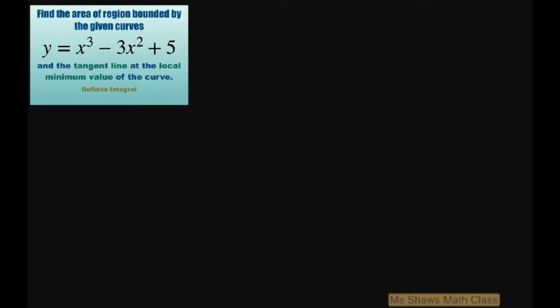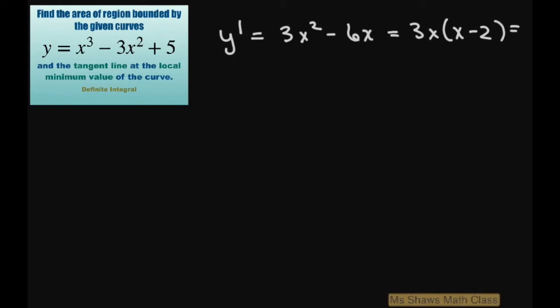For y prime, that's going to give us 3x squared minus 6x, and if you factor, you get 3x times x minus 2. You set this to 0. We have local extreme values at x equals 0 for this piece and x equals 2 for this piece.